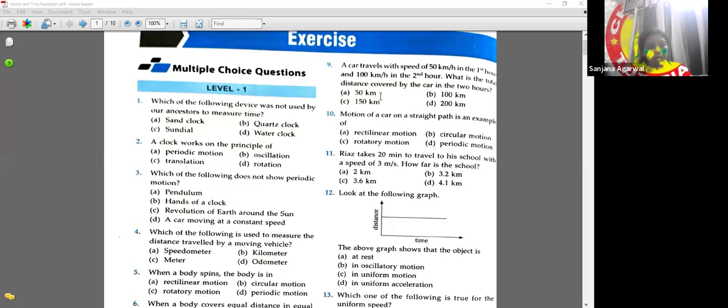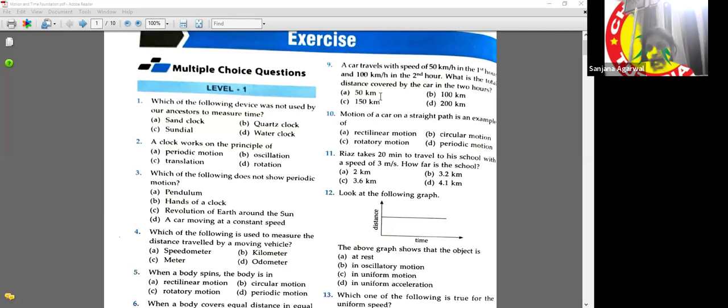You remember the formula of average speed, total distance upon total time. This needs to be used. Average speed equals total distance upon total time. Because the journey is taking equal time, 1 hour each, for average speed you can do 50 plus 100 by 2. This gives you the average speed of the two different journeys, into total time 2 hours. So 75 into 2, 150.